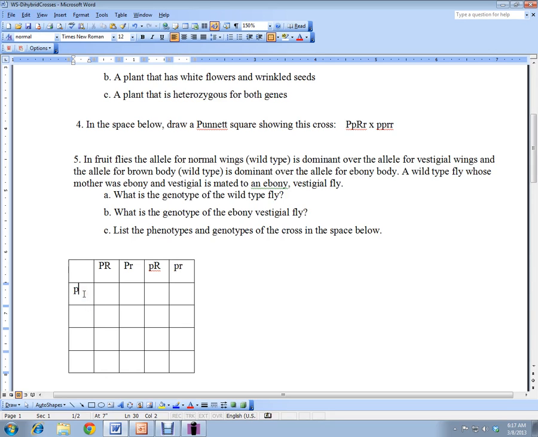And then all of these. Okay, and as we fill these in, we're going to bring these capital P's down. We're going to bring these capital P's down. Now we're going to bring these small p's down. Have to make sure they stay small p's. And we're going to bring these small p's down.